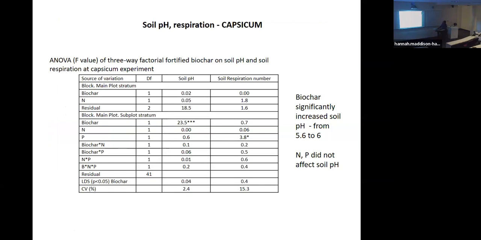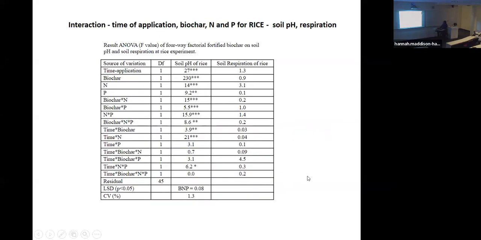Soil pH: in this study, soil pH was significantly affected by biochars. If you see here, the soil was 5.6, and by using biochar it significantly increased to 6 after harvesting capsicum. But luckily, in this study, phosphorus did not significantly affect soil pH.